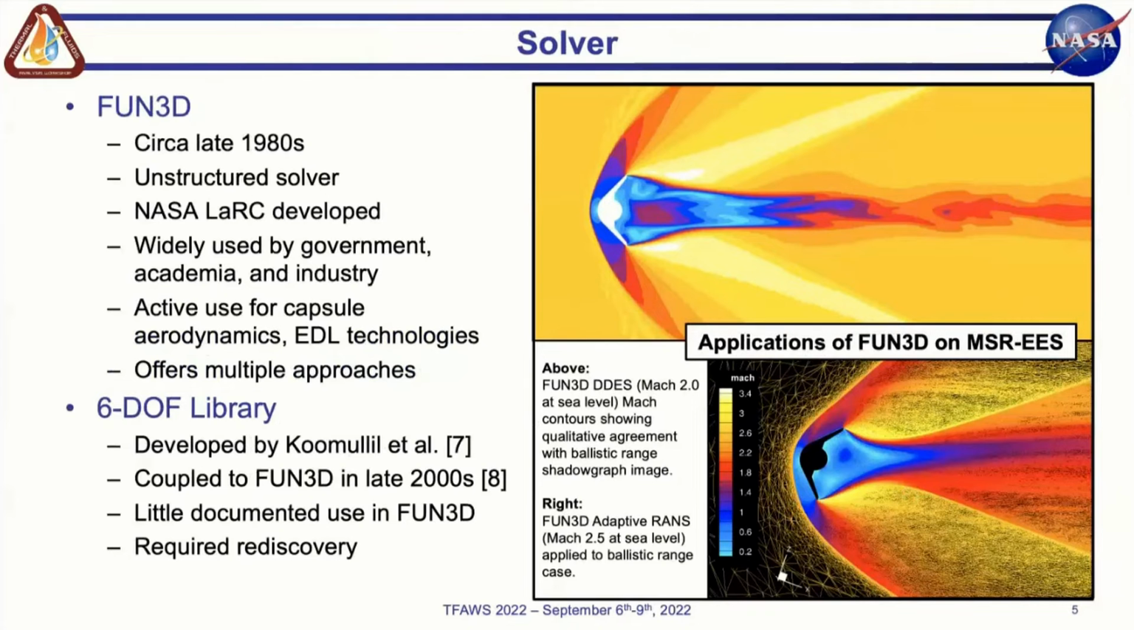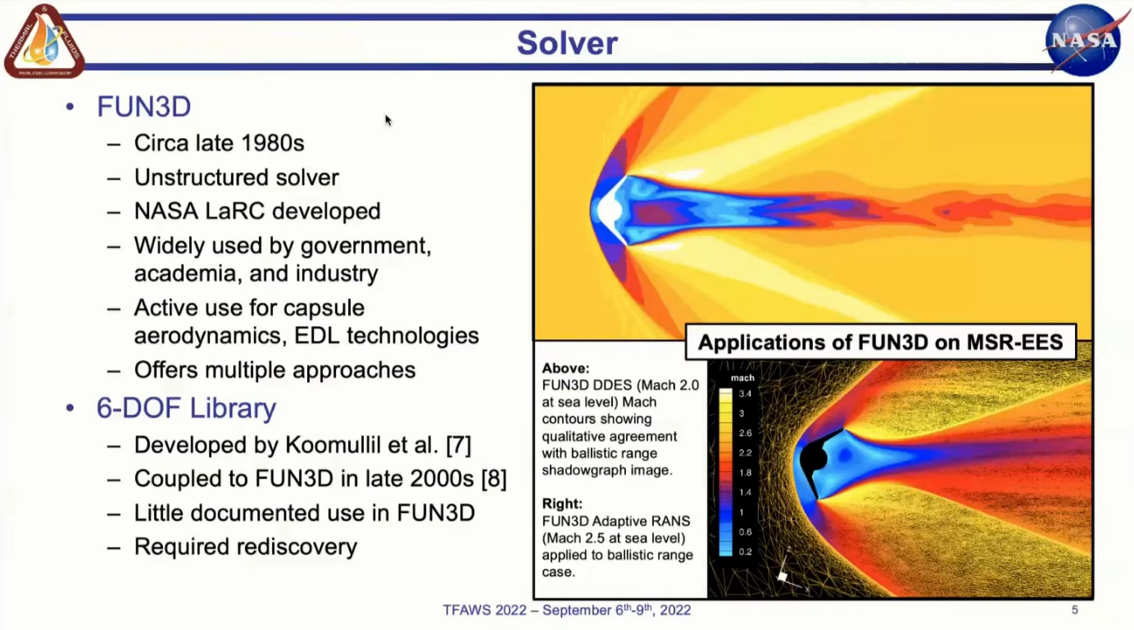So a little bit about the solver we're using here. Fun3D, for those that don't know, goes back to the late 1980s, and it is an unstructured solver. That's incredibly important for the current applications as it greatly reduces the model preparation time. It's also developed here at NASA Langley, which reduces any roadblocks in getting things going, as we're able to directly collaborate with the developers on getting this capability up and running. It's also already widely used across government, academia, and industry, which helps improve our confidence in the results that we're going to get out of the code, and it's already being actively used in capsule aerodynamics and EDL technologies. For those reasons, it's got a track record that we can go back on.